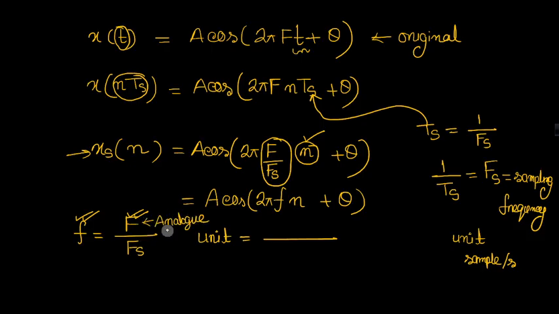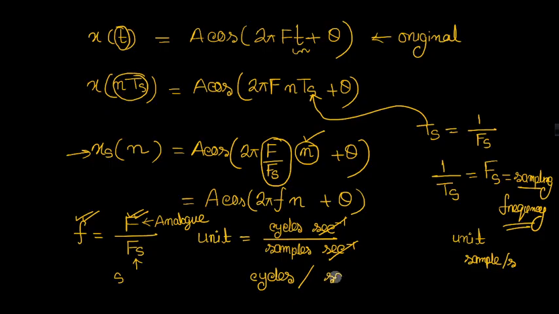And what is the analog frequency? The number of cycles per second. And this is our sampling frequency here. Sampling frequency means number of samples per second, and if we take this second inverse, we will get cycles divided by samples. So this is the unit of small f.